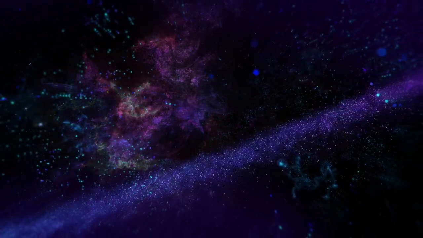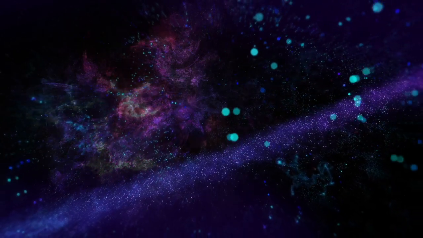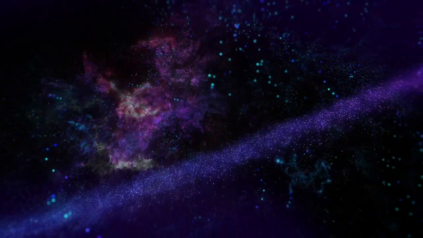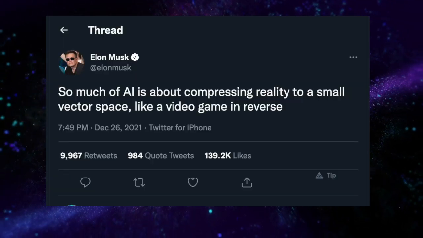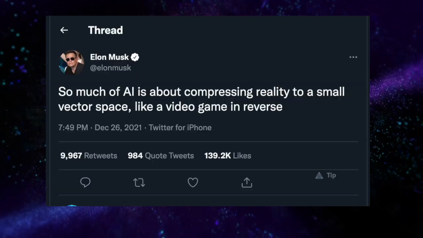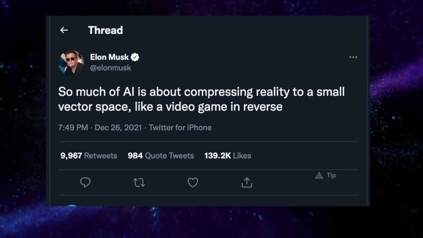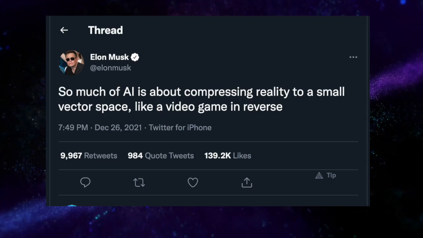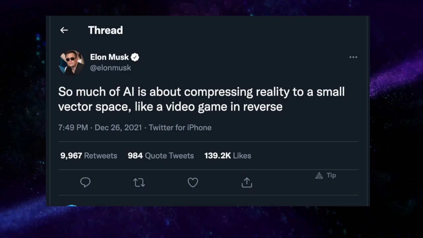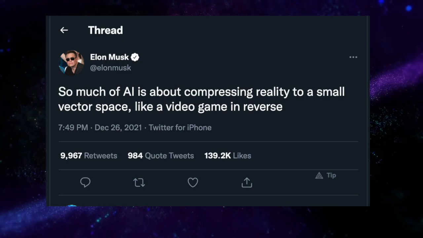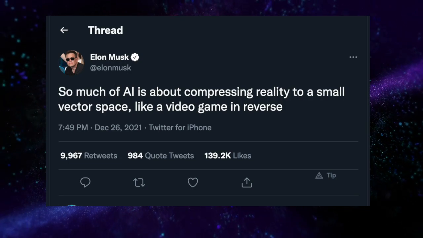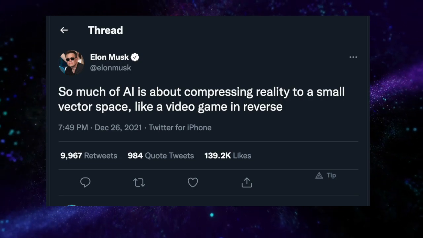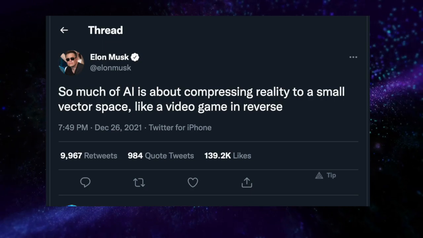And I mean, there's not any real confirmation of this besides what Kasian has said, but I guess look at this tweet from Elon. Now, honestly, there's no confirmation whatsoever about whether Elon was directing this towards Vectorspace AI, but we all know the kind of guy Elon is. And it pretty much says so much of AI is about compressing reality into a small vector space, like a video game in reverse.